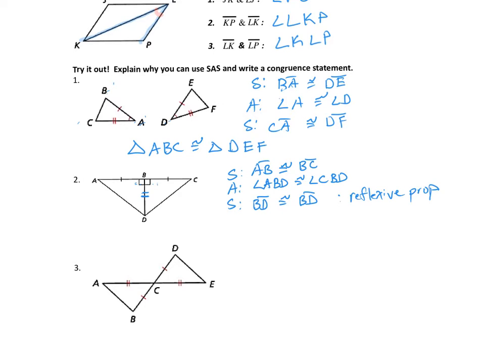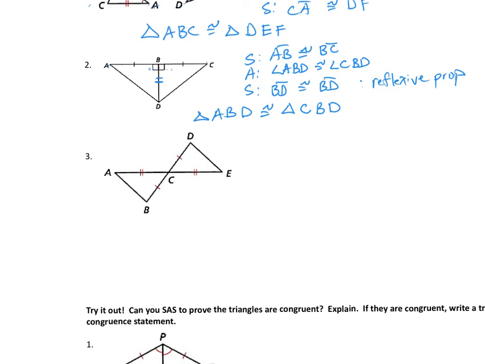So there we're given our side, angle, side. We have to be careful when we write our congruent statements. I'll start with ABD as one triangle. Now I have to match up the angles. So A matches up with C, so triangle C, B matches up with B, and D matches up with D. So ABD must be congruent to CBD.